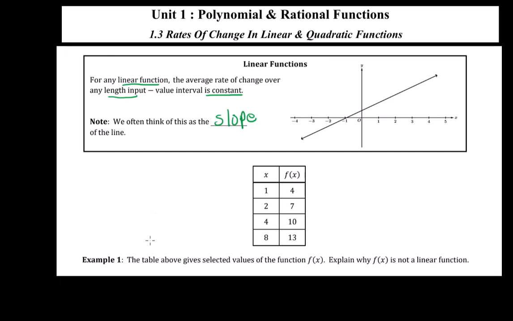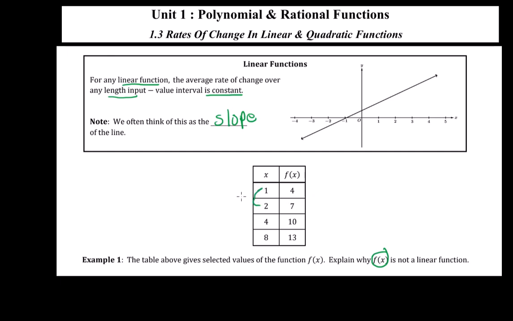In example 1, we are given a table with selected values of a function, and the question asks, explain why the function f of x is not a linear function. To know whether a function is linear or not, we will analyze the difference of the y and the difference of x, which we're going to use to find the slope. So let's do the difference of x.